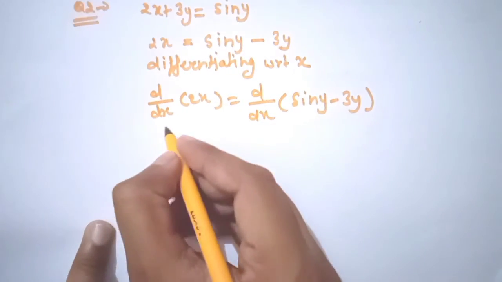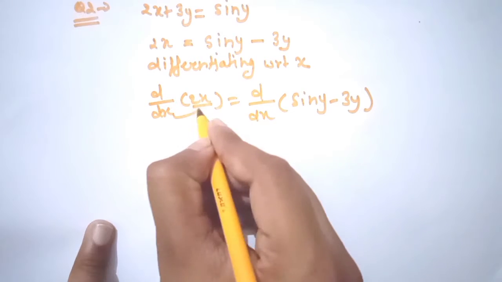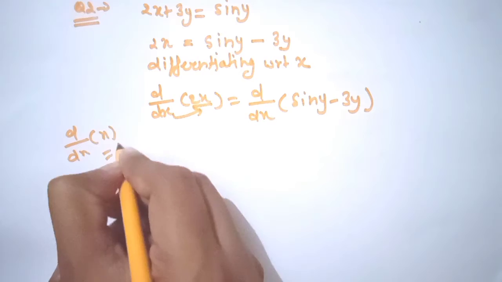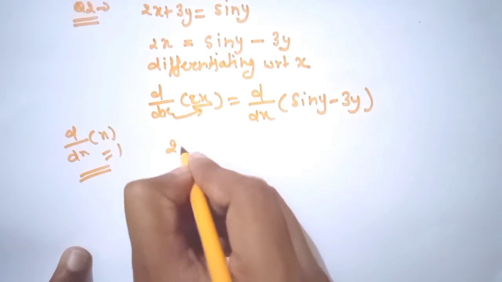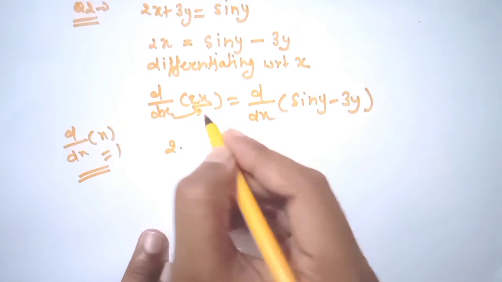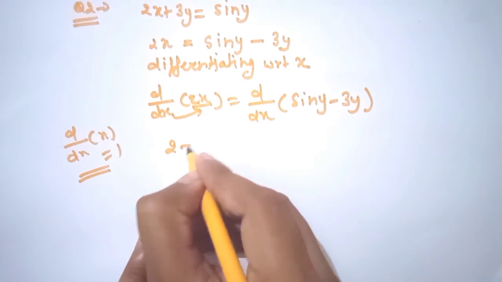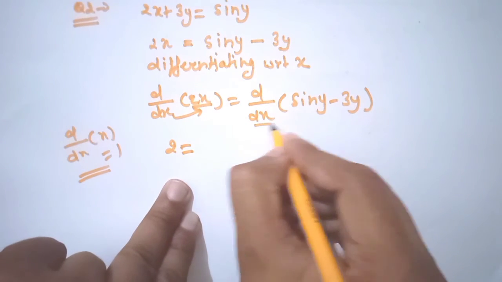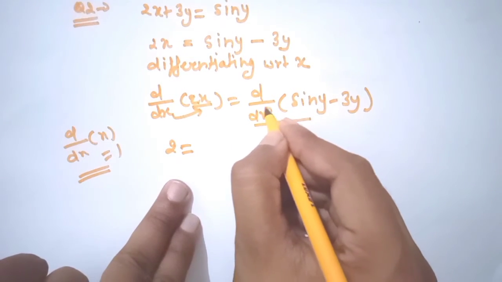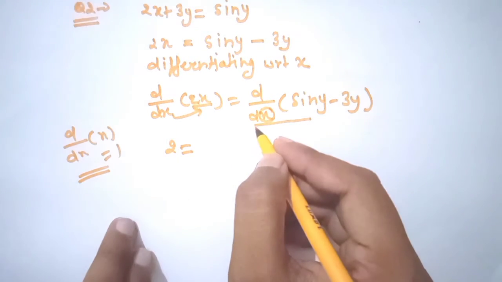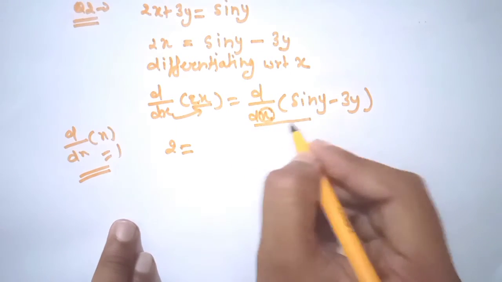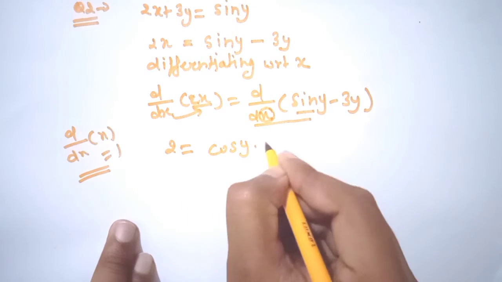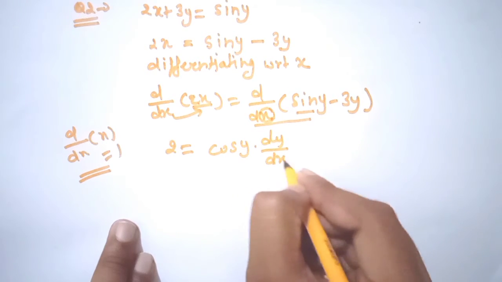See, what will be your next step? Differentiation of 2x with respect to x. See, d by dx of x is 1, this 2 is constant, and it will be 2. After that, on the right hand side we get d by dx of sin y, but we are differentiating with respect to x. So what is the differentiation of sin y? It is cos y, and we will note dy by dx.